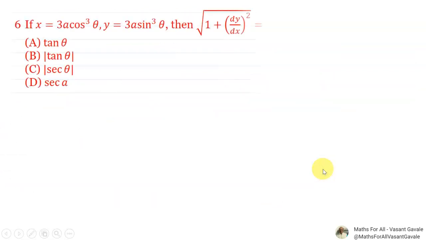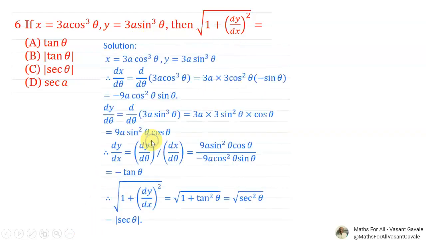Next example, if x is equals to 3a cos cube theta, y is equals to a sin cube theta, then in root of 1 plus dy by dx bracket square is equals to. Okay, solution x is equals to 3a cos cube theta, y is equals to 3a sin cube theta, then dx upon d theta, that is the d theta of 3a cos cube theta is 3a constant है. cos cube theta चा डेरिव्हेटिव्ह 3 cos square theta कंपोजिट आहे. cos theta चा डेरिव्हेटिव्ह minus sin theta, त्यांचं मल्टिप्लिकेशन किती येणार minus 9a cos square theta into sin theta.